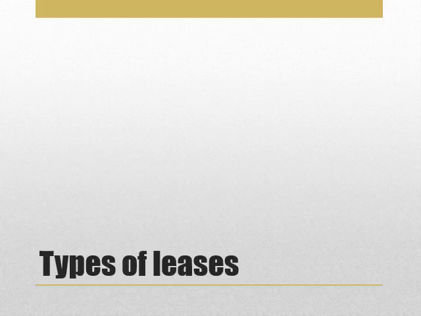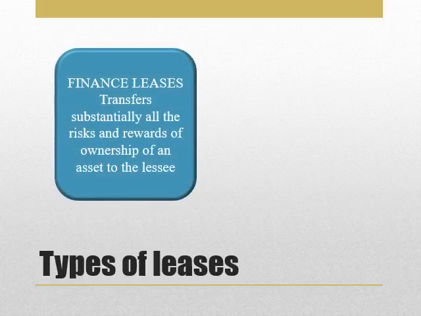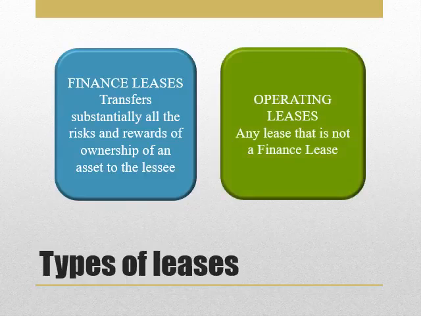Now, when we look at leases, although the lease agreement itself, the document, will simply say that this is a lease agreement, accountants split leases into two different types. There are finance leases. Now, these are leases where all the risks and rewards of ownership are substantially transferred to the lessee. And we also have what are called operating leases. And the definition of this is very simple. It's simply any lease that is not a finance lease.